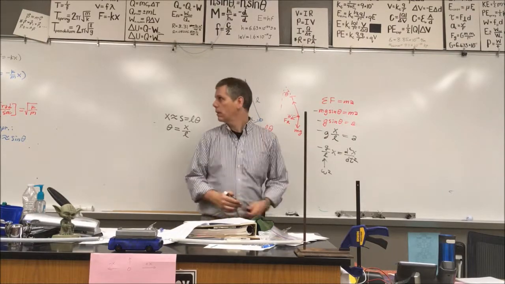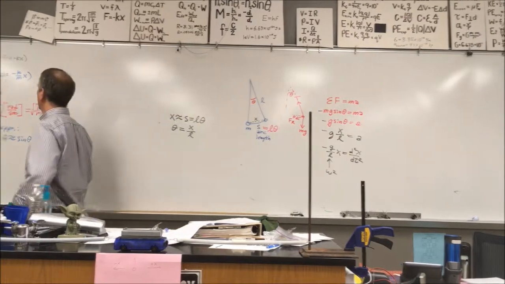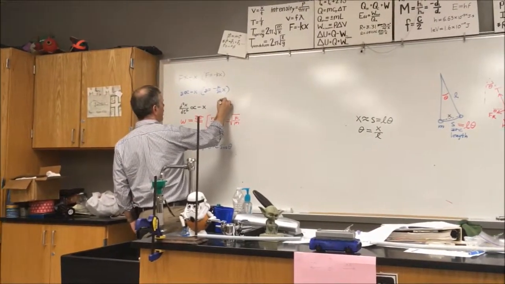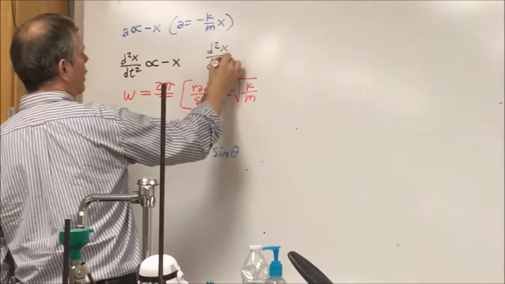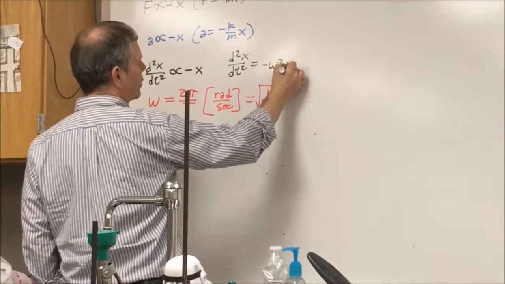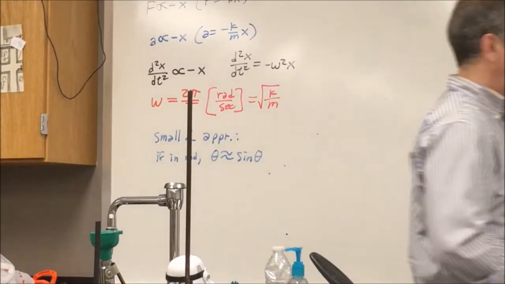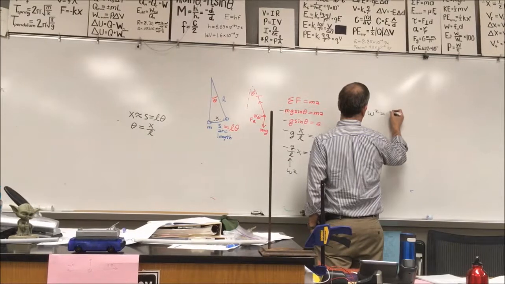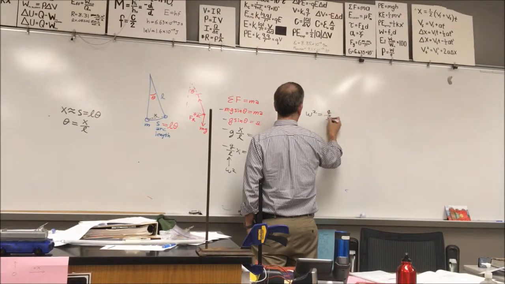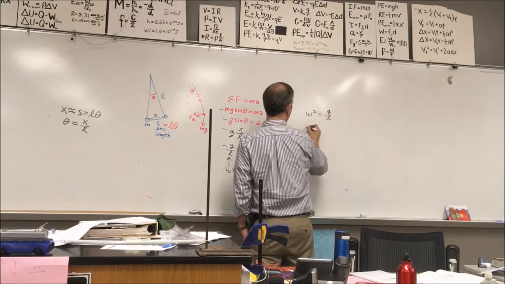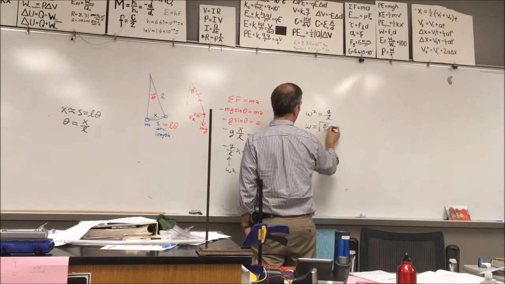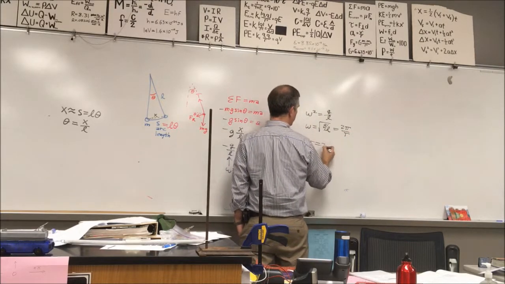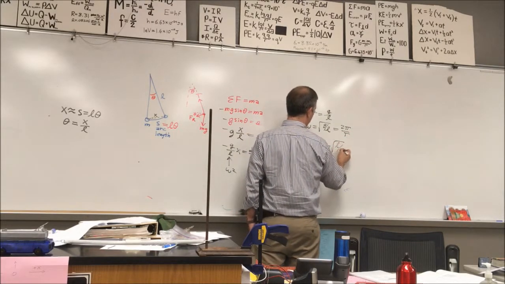I have to write this down. Can we see that right there? Yes. So we found that d squared x over dt squared equals negative omega squared x. That's what we found earlier. So now we put this all together and we get omega squared equals g over L. Take the square root, so omega equals the square root of g over L, which equals 2 pi over T, and T equals 2 pi square root of L over g.